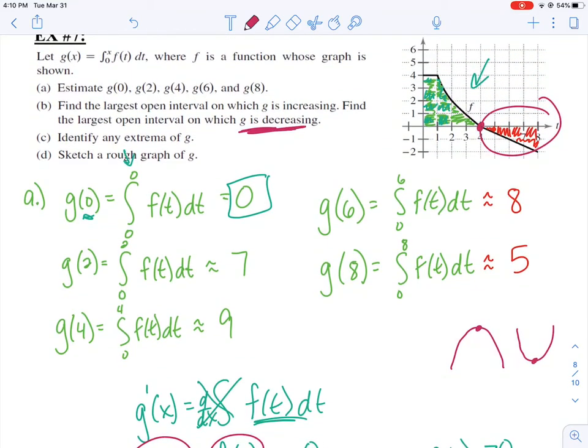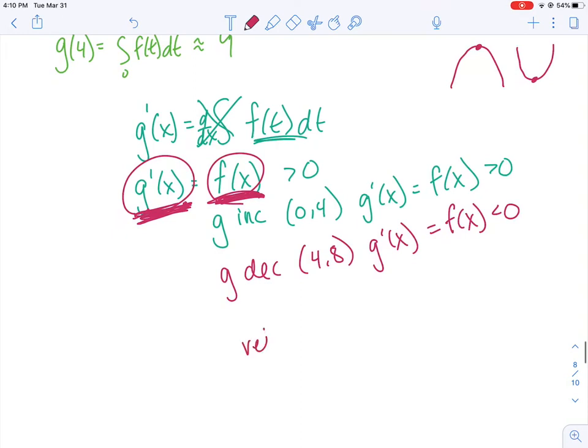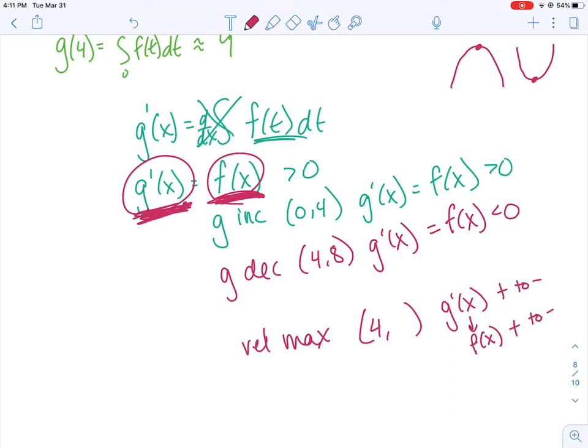So doesn't f change signs at x equals 4? F changes signs from positive to negative. And so if f changes from positive to negative, that means g's derivative changes from positive to negative. And so that means there is a relative maximum. So I know that there is a relative maximum at 4 comma something, because I know that the derivative of g goes from positive to negative. And the derivative of g is the same thing as f, going from positive to negative, right?